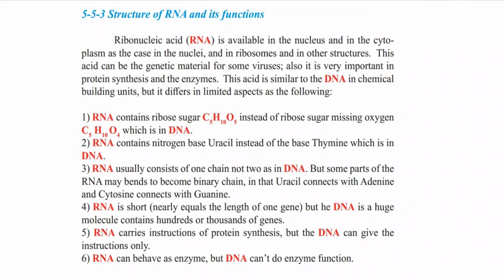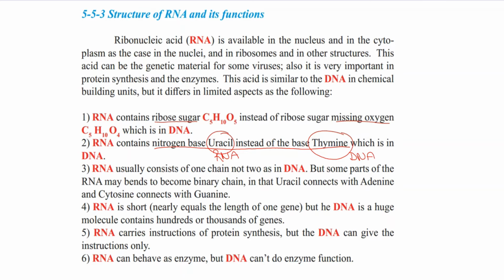First, the RNA contains the ribose sugar. You remember we said the pentose sugar in DNA is deoxyribose, so we call it deoxyribonucleic acid, but in RNA it is ribose sugar, not deoxyribose sugar, which has one less oxygen. RNA contains the nitrogenous base uracil but not thymine. We said thymine is only for DNA, but uracil is only for RNA. The other nitrogenous bases are common.